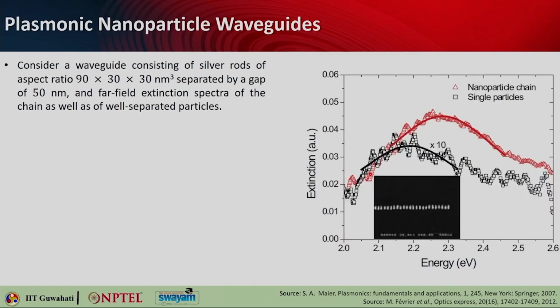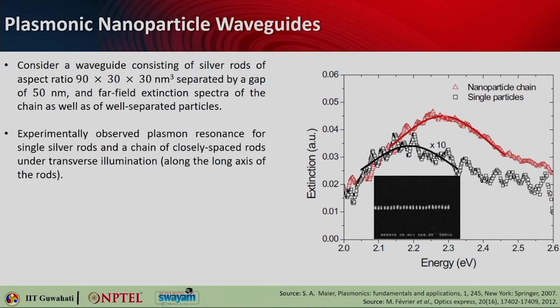So, this is an experimental demonstration of a silver nanorod which has an aspect ratio of 90:30:30, okay, and there is a gap of 50 nanometer between them, and this is a far field excitation spectra of this kind of chain of particles. Okay. The square one is basically the result from single particles, and the triangle ones are from the nanoparticle chain. You see there is a definite change in the resonance wavelength for this kind of linear chain, right.